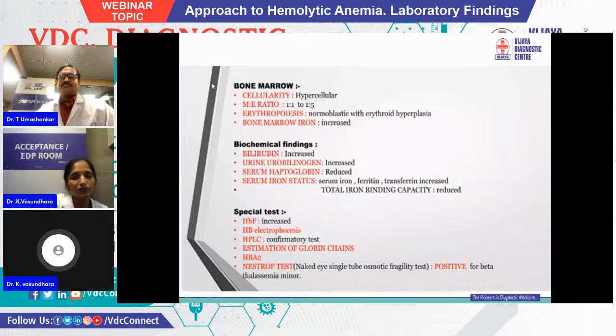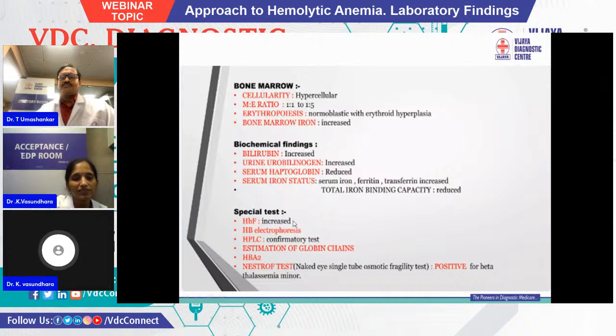In the bone marrow, you see hypercellularity, which is increased erythropoiesis. In spite of increased erythropoiesis, the bone marrow iron is increased because of repeated blood transfusions. Bilirubin is increased, urine urobilinogen is increased, serum haptoglobin is reduced, and serum iron, ferritin, and transferrin are all increased, and TIBC is reduced.